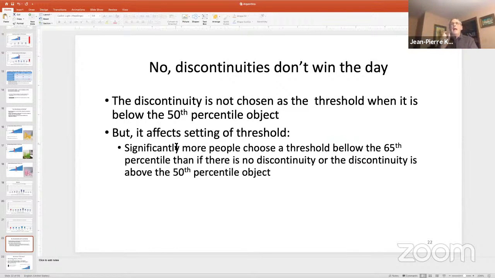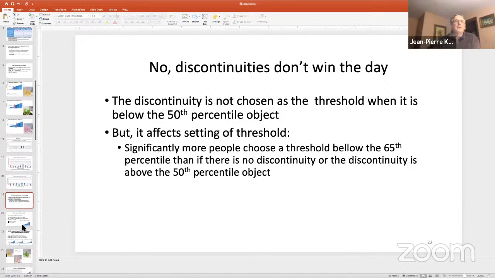So if you look at the people who chose a threshold that was below the 65th percentile, again, counting from the bottom, or 35th percentile counting from the top, there were significantly more people that chose as a threshold object that were below the 65th, when there was a discontinuity at 50, the median or below, than otherwise. So it had a small effect, but nobody chose the discontinuity very much at all, because they understood that tall objects are above the median.